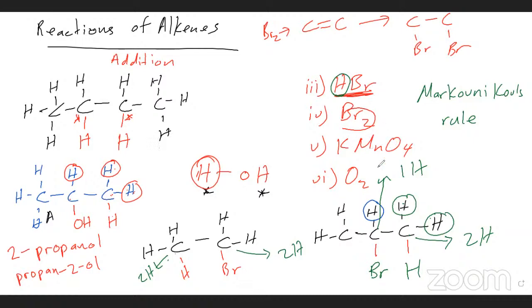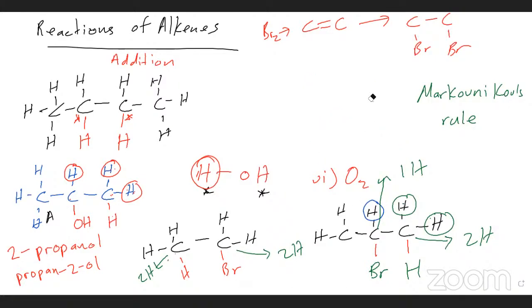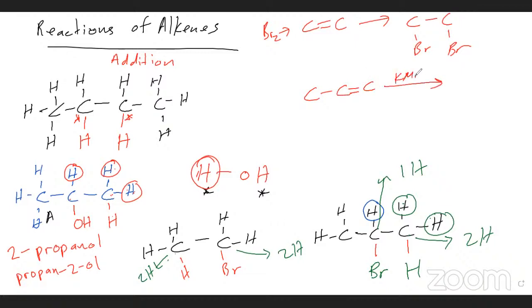The next one now is KMnO4. With KMnO4, you are going to add two OH groups. So just break the double bond and add two OH groups. If you start out with this and you react it with KMnO4, you're going to break the double bond and add two OH groups. And this is called oxidation. It would decolorize the KMnO4. That is correct.